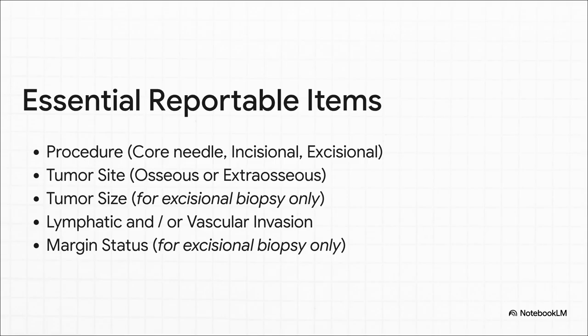But you see those little asterisks next to tumor size and margin status? That's key. You only report those for an excisional biopsy, where the whole thing was taken out. It just makes sense, right? You can't really comment on the total size or the margins from just a tiny core biopsy.